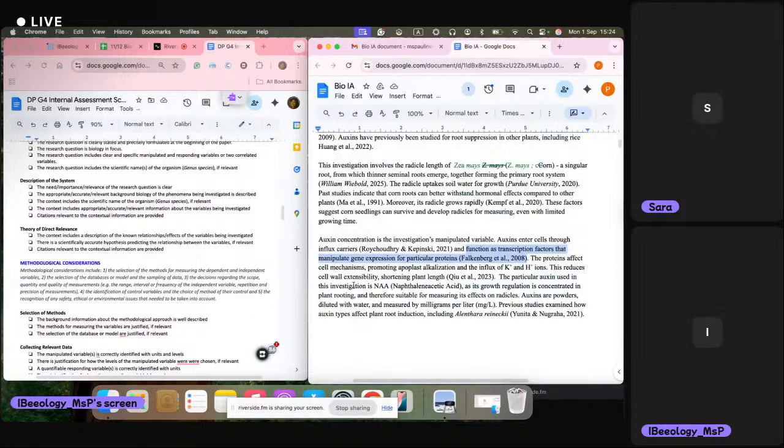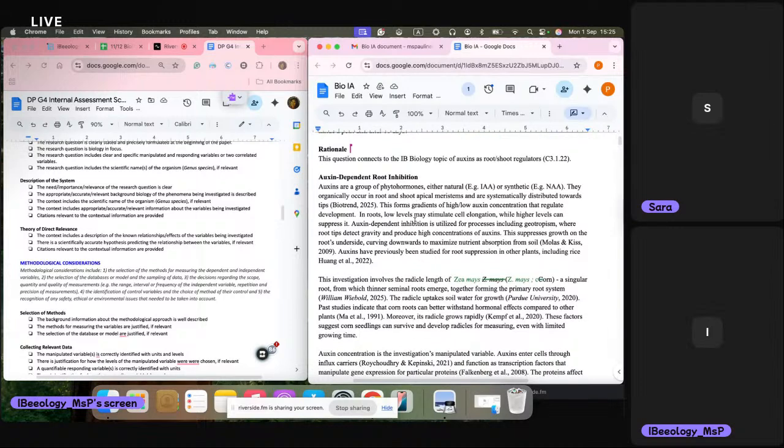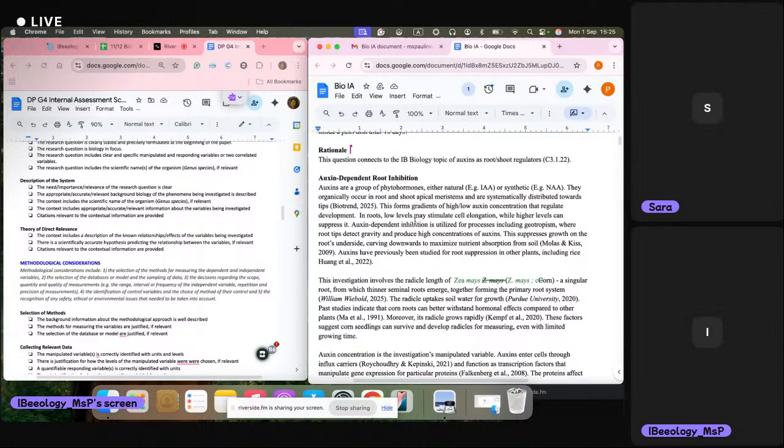Proteins affect cell mechanisms, promoting apoplast alkalinization and the influx of potassium and hydrogen ions. Okay, so a lot of big words, but are you directing us to the process? Does that make sense to you? Do you have any questions? Yeah, about the one for the process, the first paragraph for the research. Yeah, I should probably be reducing the processes there as well.